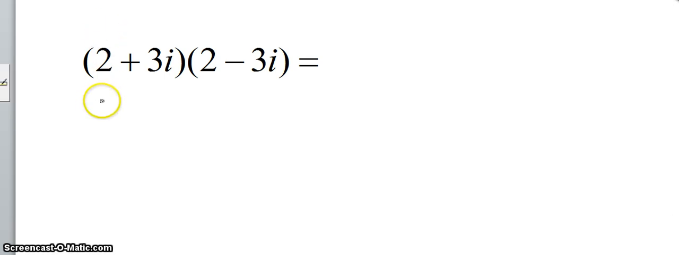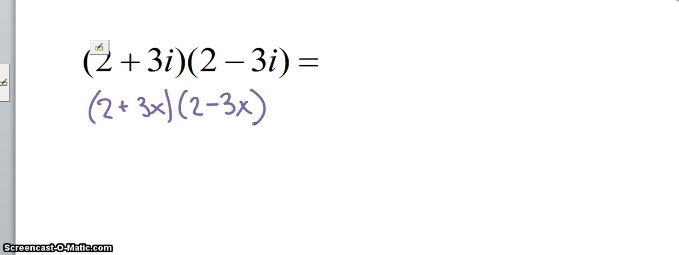Okay, so very similar to how you would multiply, let's say, 2 plus 3x times 2 minus 3x. You would FOIL it out and see what you get. This is not our problem. We want to try and multiply these complex numbers up here. So same thing, you're going to FOIL.